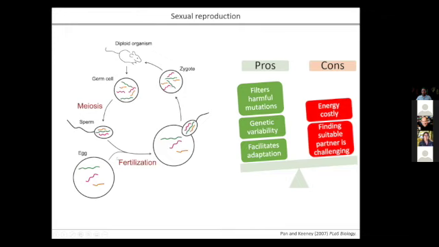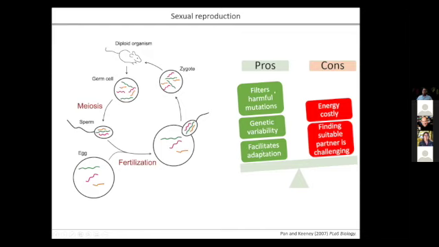The zygote then matures into a diploid organism where you have germ cells, and a round of meiosis takes place, which again produces these gametes, and the cycle continues. Now, meiosis is an important step in this because it mixes up the two parental genomes and it generates diversity. It filters out harmful mutations, which allows adaptations. So these are all the benefits of having sexual reproduction.